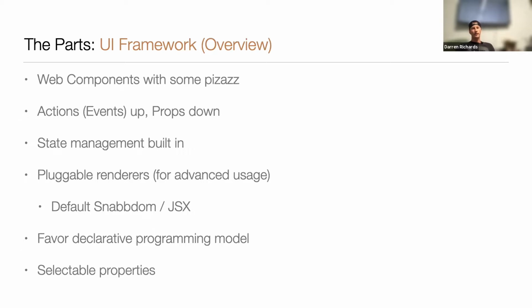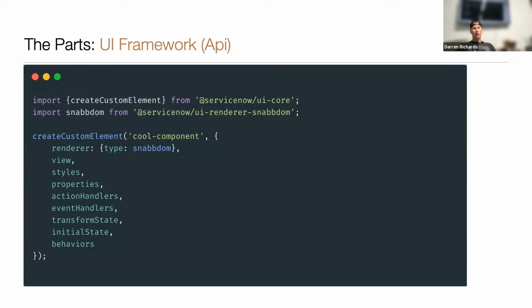So we'll go into some of that. A lot of this is maybe a fire hose, but we'll dive into various aspects of that. So here's the API. This is essentially what it looks like to create a Seismic component if you've never done one. We have the UI core, which is what you're going to install and import for your package, and then you get a create custom element function out of it, which is just going to create your web component, your framework component.